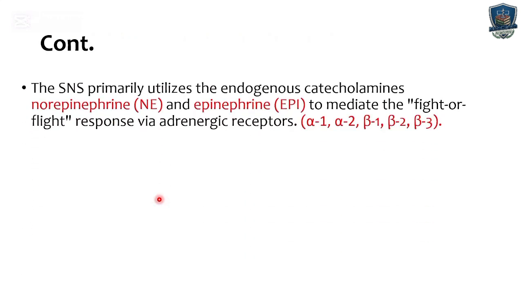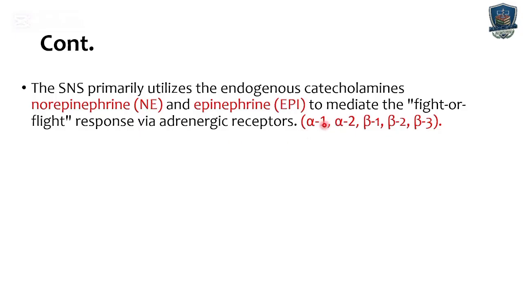So, a continuation: the sympathetic nervous system primarily utilizes the endogenous catecholamines, that is norepinephrine and epinephrine, to mediate the fight or flight response via adrenergic receptors. Remember, the SNS tends to use catecholamines: norepinephrine or noradrenaline, and also epinephrine or adrenaline, to mediate the fight or flight. And these two catecholamines tend to attach themselves via the adrenergic receptors.